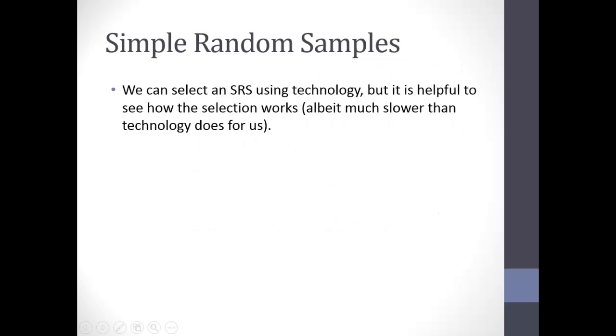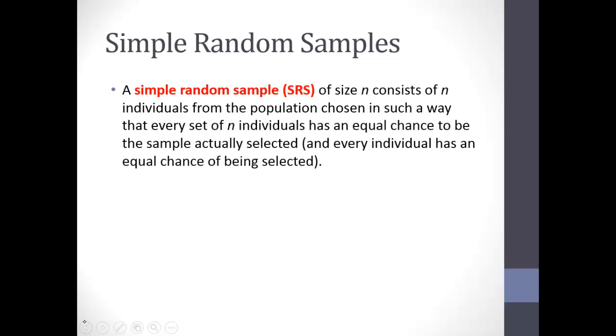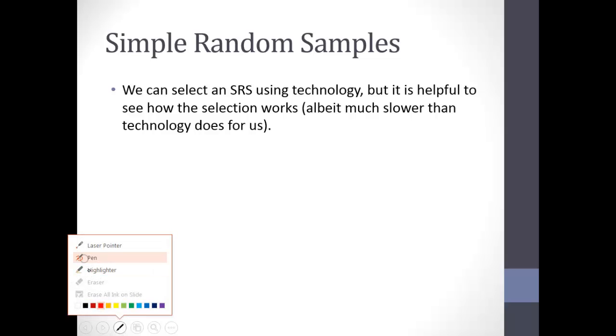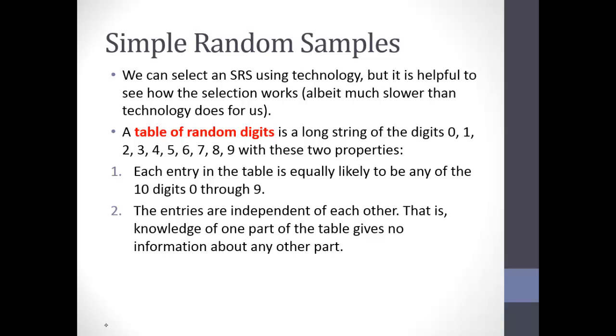All right, so simple random samples. This is the definition, but maybe you're wondering how do we get these? How do we get a simple random sample? Most of the time we'll use technology to get a simple random sample. But I wanted to go through a quick example of showing exactly how this selection works, even though it is kind of tedious and slow. I want to show you exactly how it works.